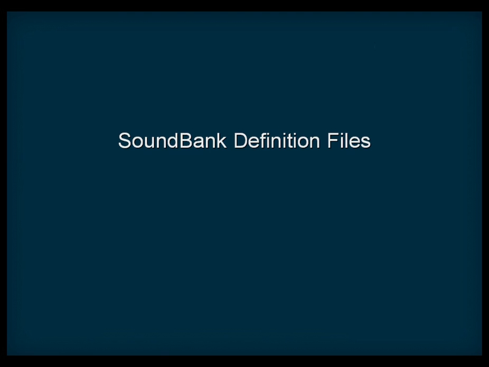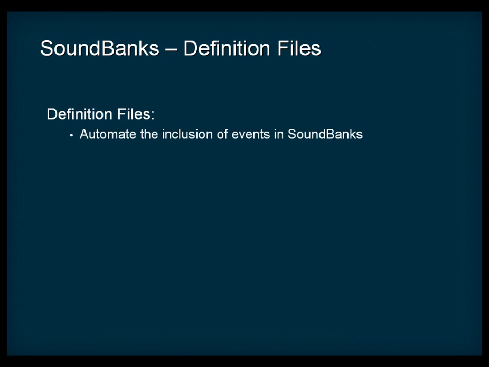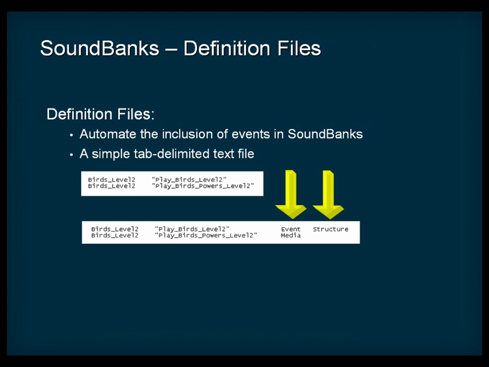The easiest and most efficient method for creating and populating sound banks is by importing a definition file. A definition file can be used to automate the inclusion of events into sound banks. A parser needs to be created that will retrieve all the events from your game and organize them into several banks in a sound bank definition file. A definition file is a simple tab-delimited text file that contains a list of events classified by sound bank. Keywords can also be added after the event name to specify the types of data and/or media that will be included in the sound bank.